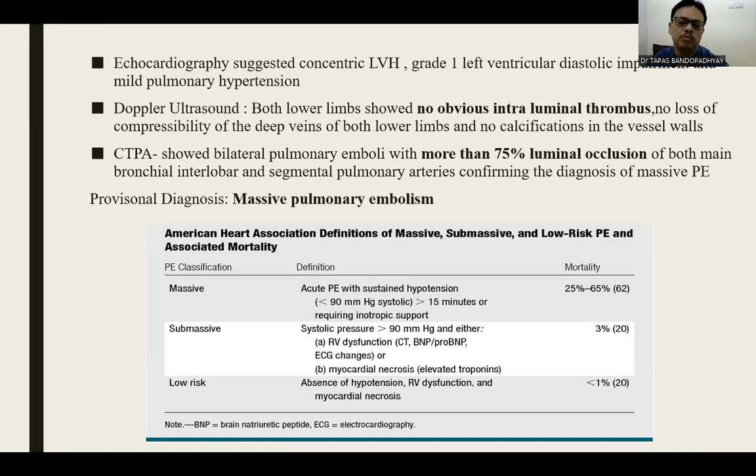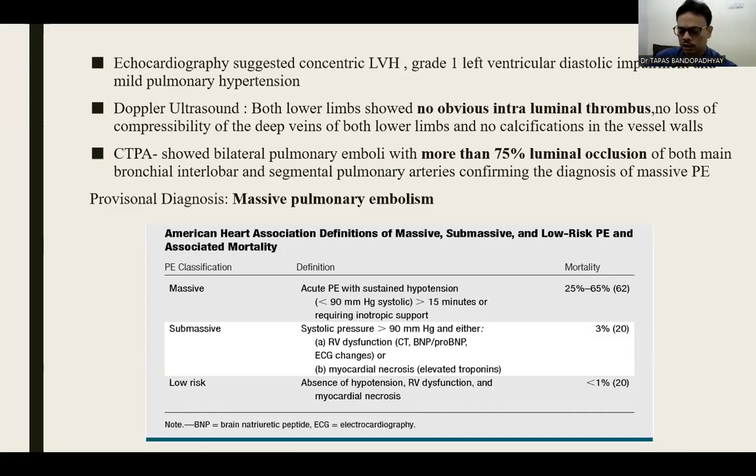And massive pulmonary embolism is defined as acute PE with sustained hypotension, that is systolic less than 90 for more than 15 minutes requiring inotropic support. And the mortality is very high, maybe up to 65%. And then what is the low risk pulmonary embolism? Where there is absence of hypotension, RV dysfunction, and myocardial necrosis. And the mortality is very low, that is less than 1%.